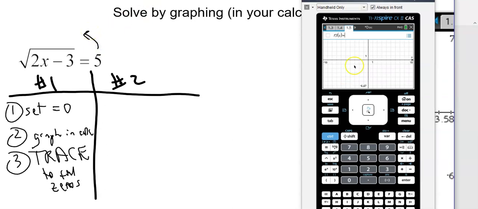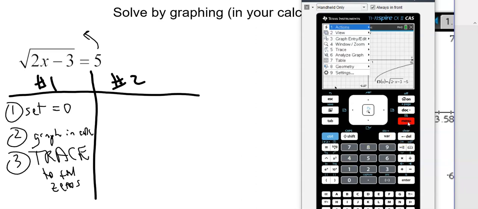You have to subtract 5. So I'm going to graph that in the calculator. I'm going to say square root of 2x minus 3, out of there, and say minus 5, down from underneath the radical there, and minus 5. So I just subtracted 5 from both sides. Graph it.